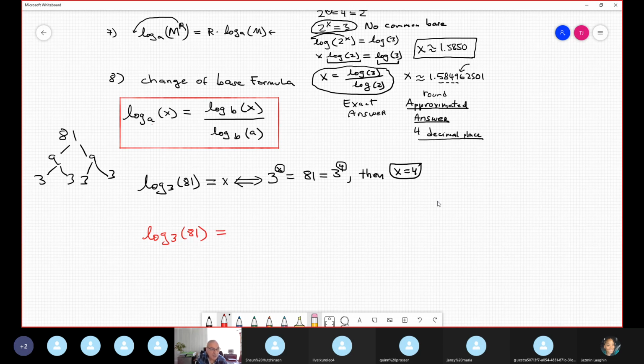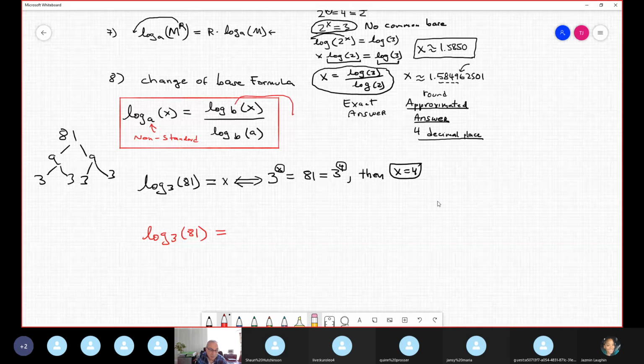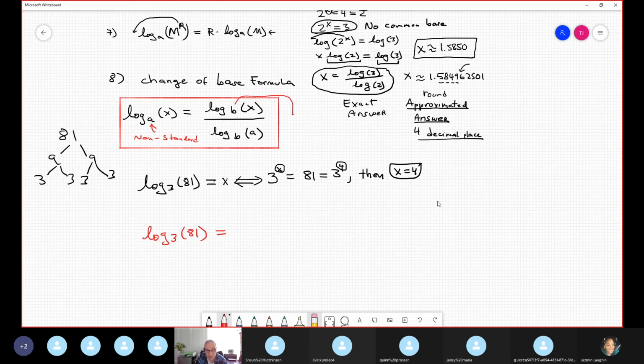So a is the base that is non-standard, and b is another base that I select because I want. Frequently, not always, but frequently it is standard. And suppose that I use the common log of 81 divided by log of 3. Please help me with the calculator, please. Everyone, put it in your own calculator. log 81. Okay, be careful.